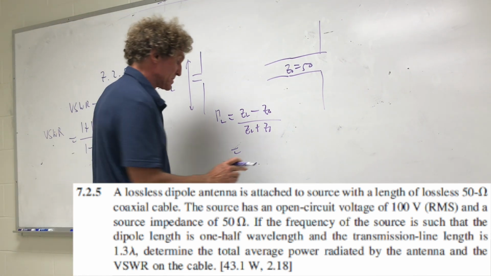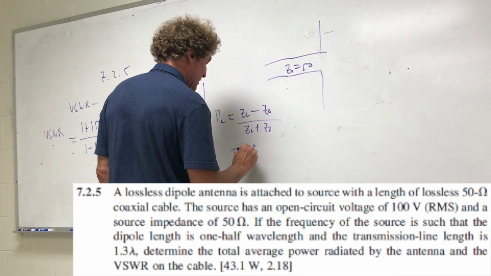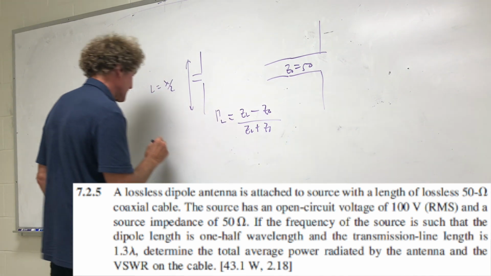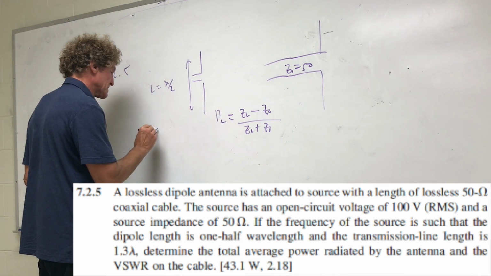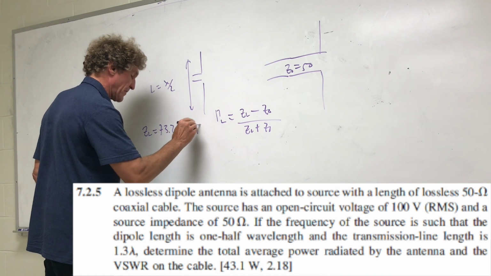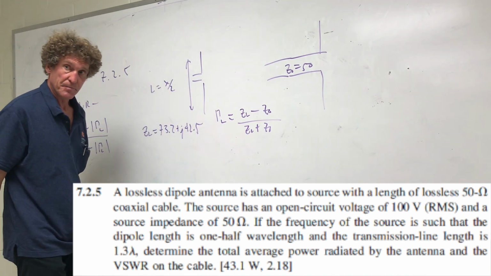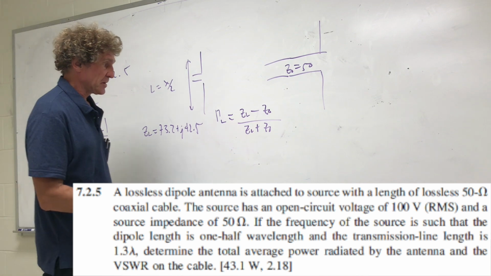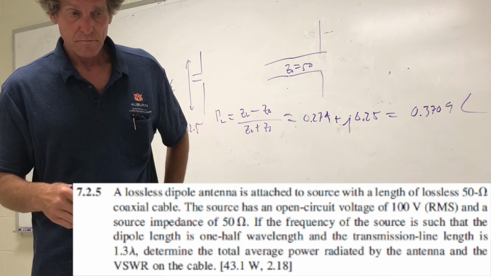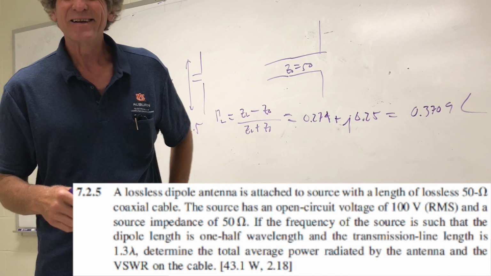And that would be what? 73 point, so in other words, let me just put it to you this way. Z load itself, you guys tell me what you get. It's going to be 73.2 plus j42.5. Do you all agree with that, class? And if Z naught is 50, what do you get? So now, what do you get for your VSWR? 2.18.